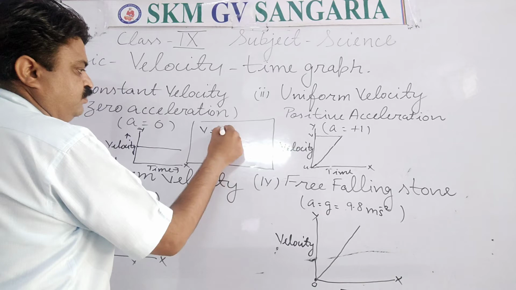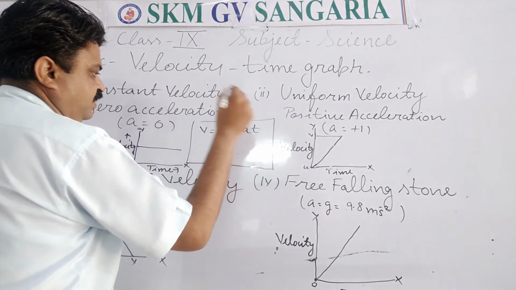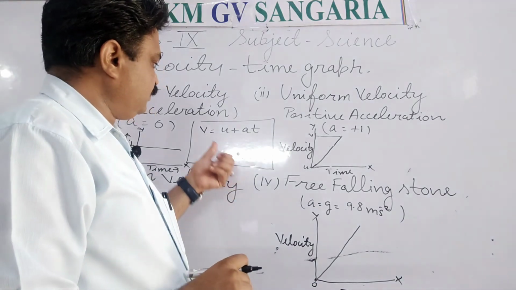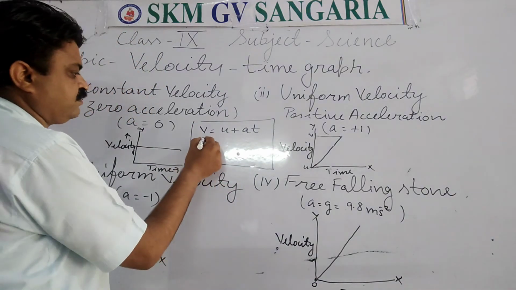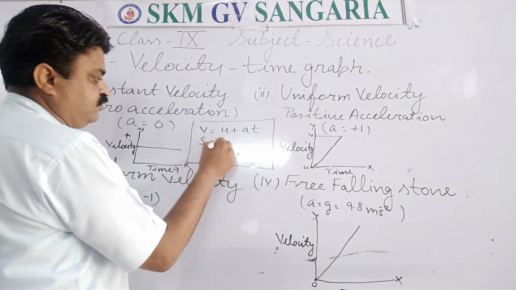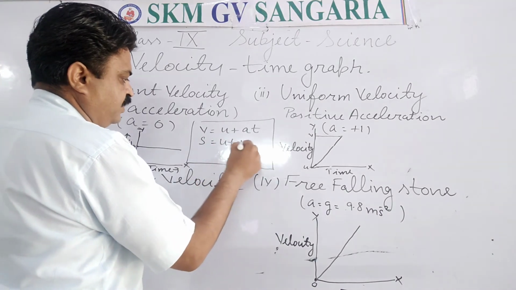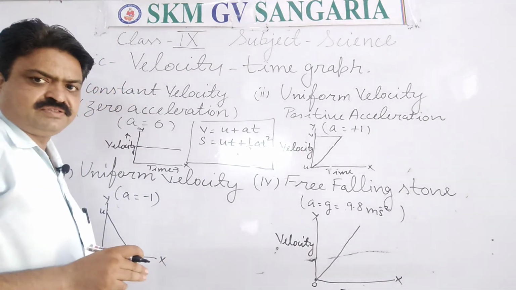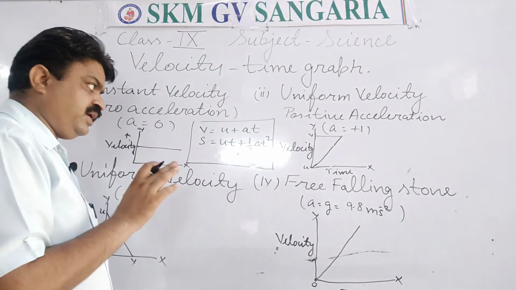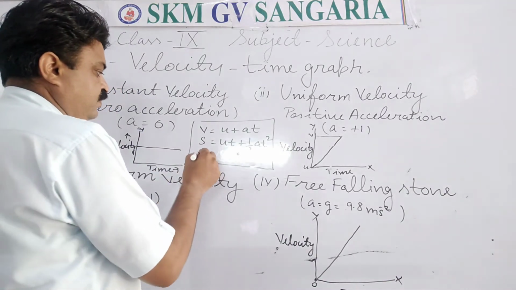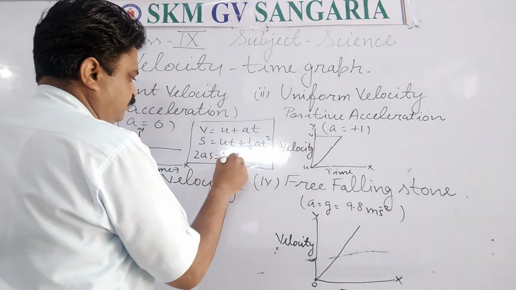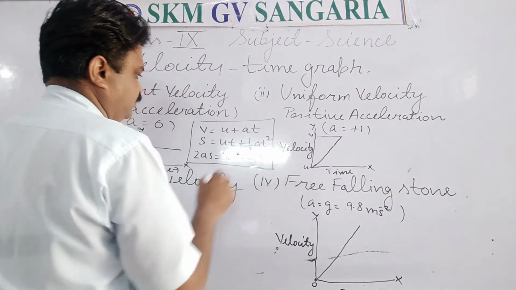V is equal to U plus AT. It is the first equation. The second equation is S is equal to ut plus half at square. This is the second equation. The third equation is 2as is equal to v square minus u square.